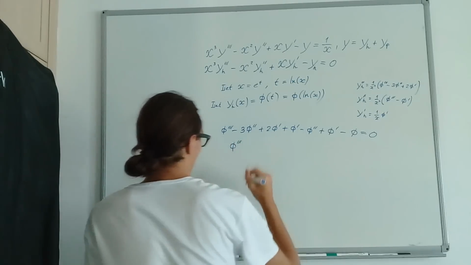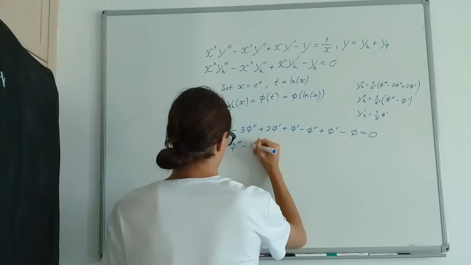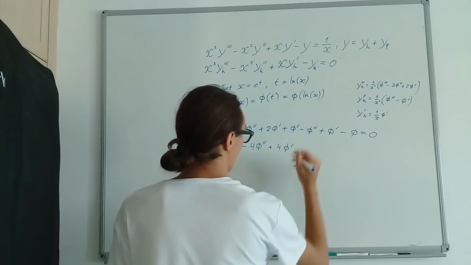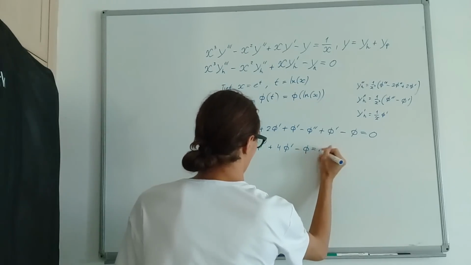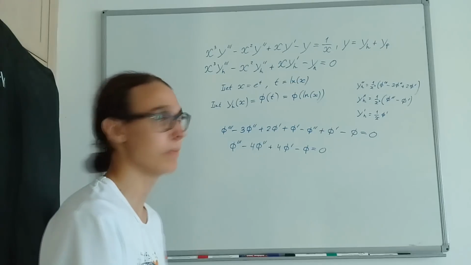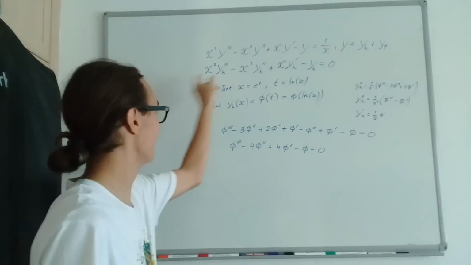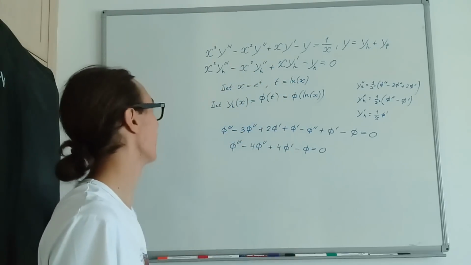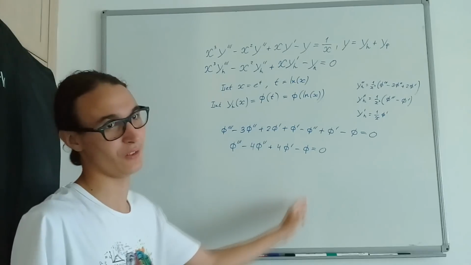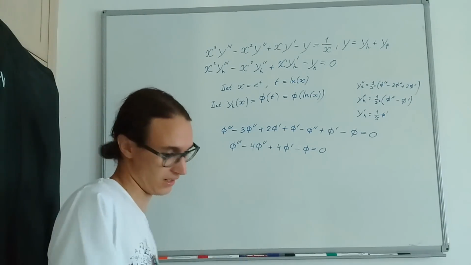And then we can just quickly collect all the like terms. So we get minus 4 phi double prime plus 4 phi prime minus phi is equal to 0. Alright! Amazing, awesome, cool, epic and relatable. We've transformed this ODE, this disgusting ODE with variable coefficients, into a nice ODE with constant coefficients, which is just so much better to solve. And I mean, again, you should already know this.